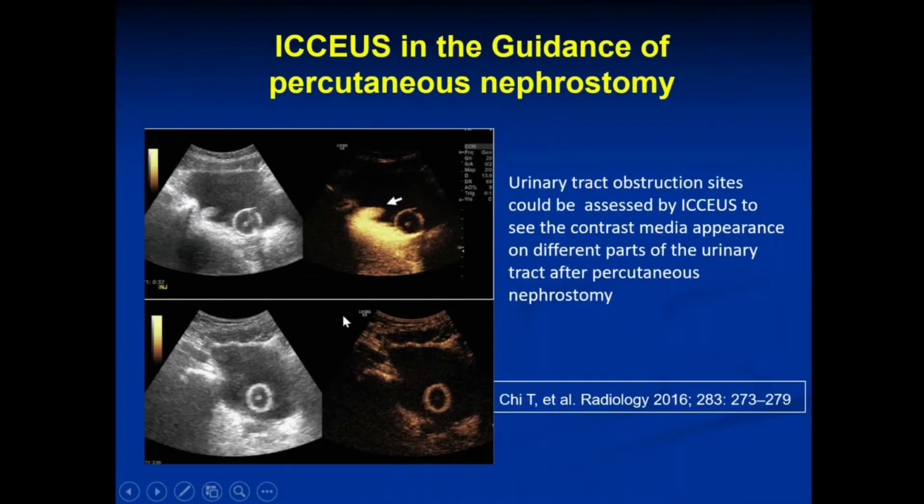And these pictures were also quoted from Dr. Kaiti's article published in Radiology. They explained that urinary tract obstruction size can be assessed by ICCEUS to see the contrast media appearance on different parts of the urinary tract after percutaneous nephrostomy.